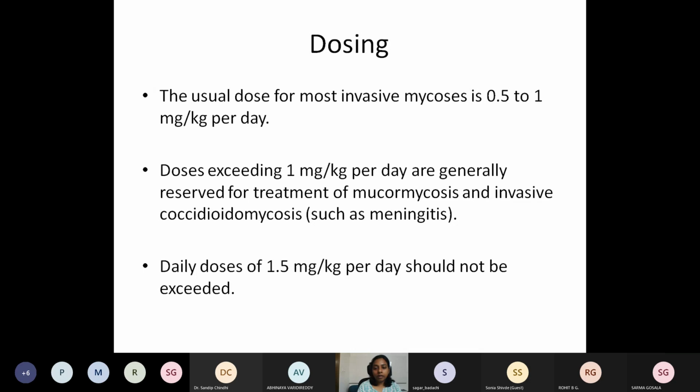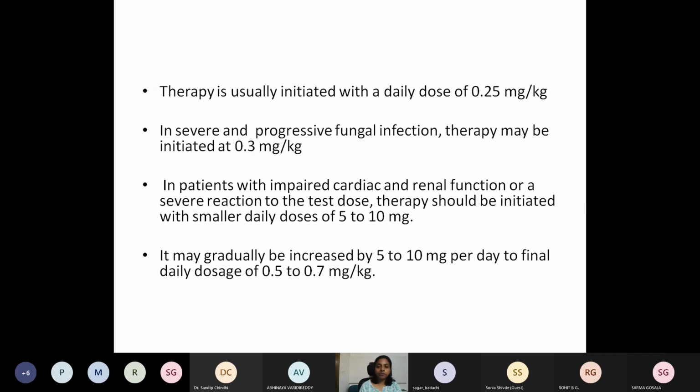Doses exceeding 1 milligram per kg are for mucormycosis and coccidioidomycosis. So the upper limit is 1.5 milligram per kg per day, and this should not be exceeded.